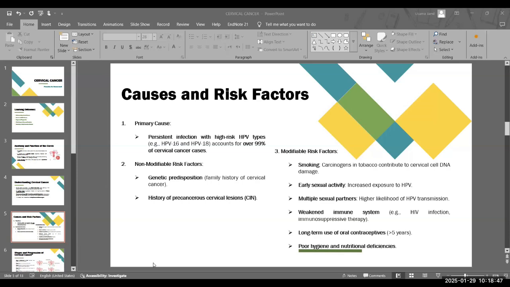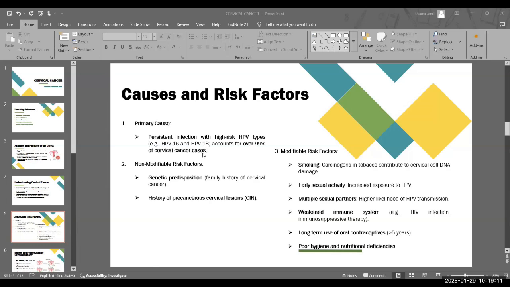Okay. Sorry, everyone. I just got disconnected from the internet. So let's get back to the causes and the risk factors of cervical cancer. What are the primary causes of cervical cancer? HPV 16 and HPV 18, which account for over 99% of cervical cancer cases.